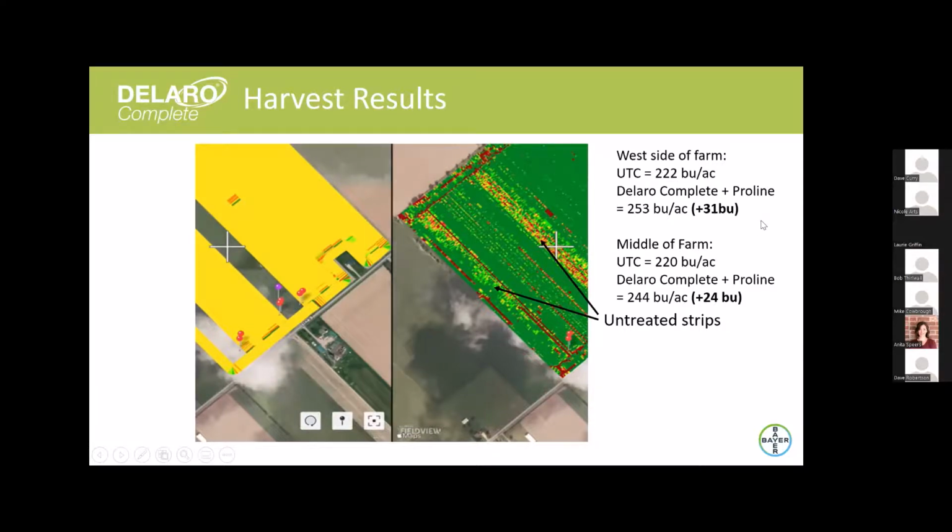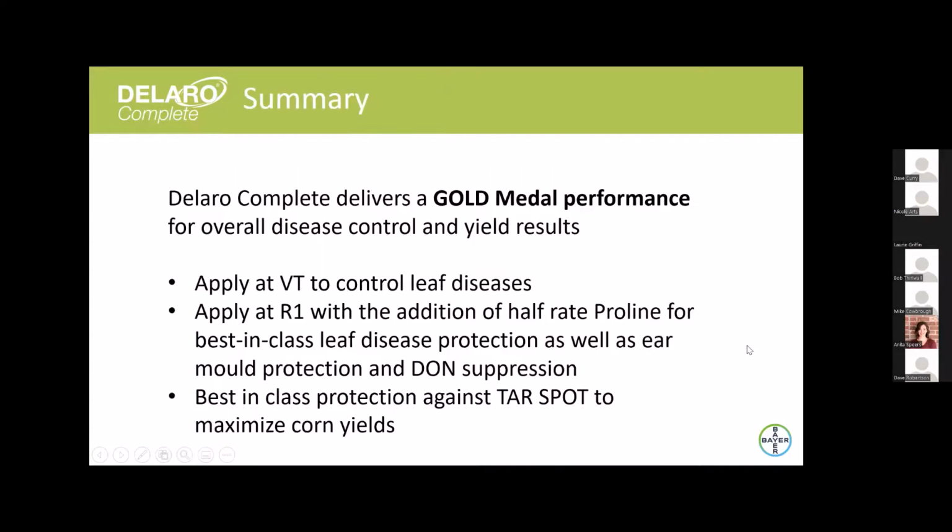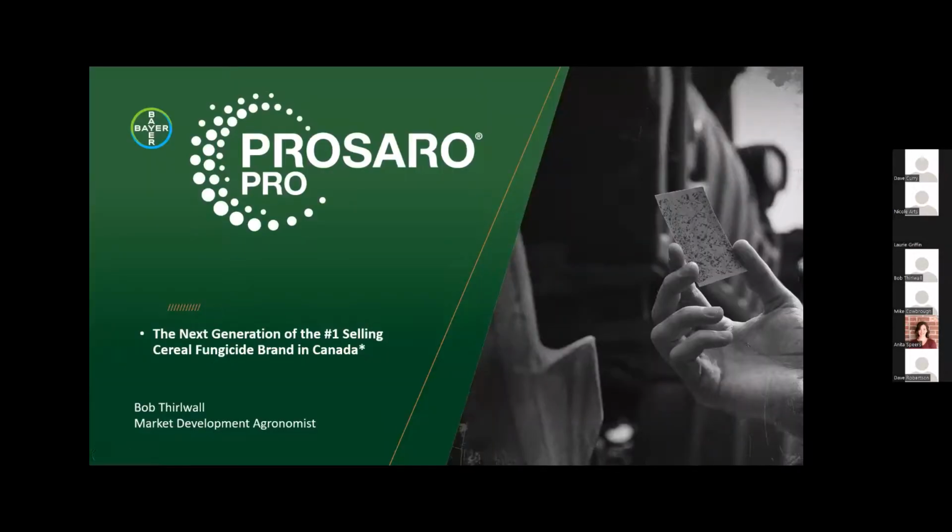And then the benefits of that Belero Complete Plus Proline top up, 31 bushels on the west side of the farm and 24 bushel advantage compared to the untreated check on the middle of the farm. So certainly tar spot can have a big impact on yield response, and certainly Belero Complete is giving us good full season protection. So I'll just finish up with Bracero Pro.